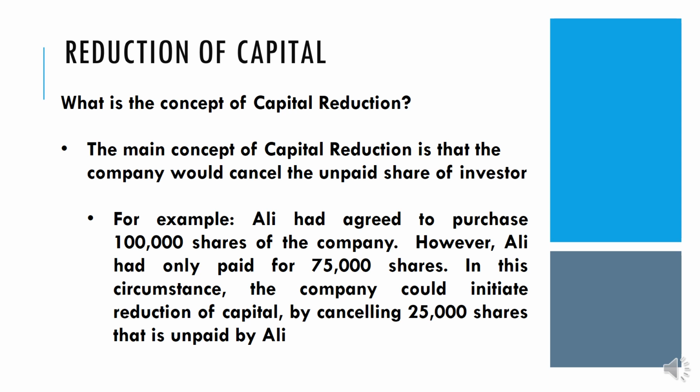We have an example here. Ali had agreed to purchase 100,000 shares of the company. However, Ali had only paid 75,000. So in these circumstances, the company could initiate reduction of capital by cancelling the 25,000 shares that are unpaid by Ali. So this is the reduction of capital.